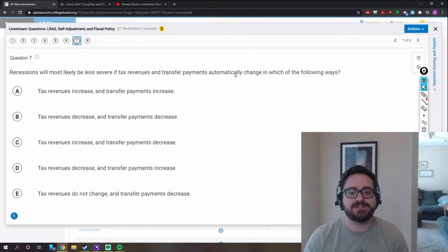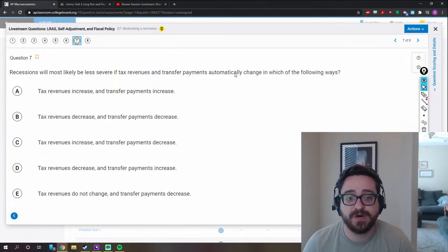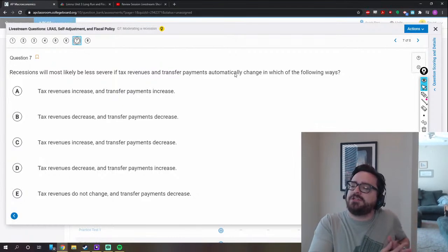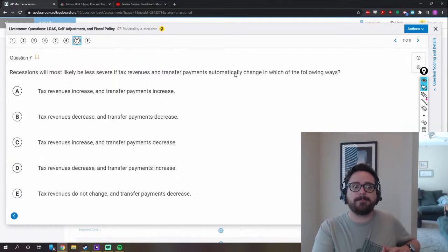Okay, six. This is the automatic stabilizer question. Recessions will be less severe if tax revenues and transfer payments, like welfare, it's when government transfers money to you, like welfare or unemployment, automatically change in which of the following ways. Okay, so this needs to make a recession less severe, so this needs to help people spend.